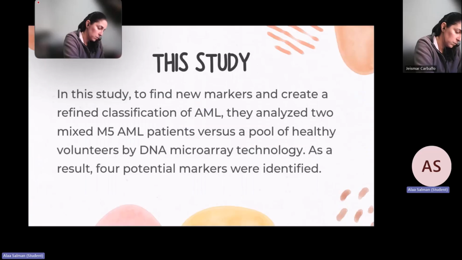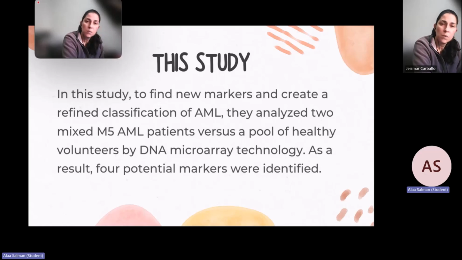In this study, to find new markers and create a refined classification of AML, they analyzed two mixed M5 AML patients versus a pool of healthy volunteers by DNA microarray technology. As a result, four potential markers were identified. So their goal was to find specific genes that could help them maybe differentiate between AML patients and the healthy patients, or AML patients and ALL patients.